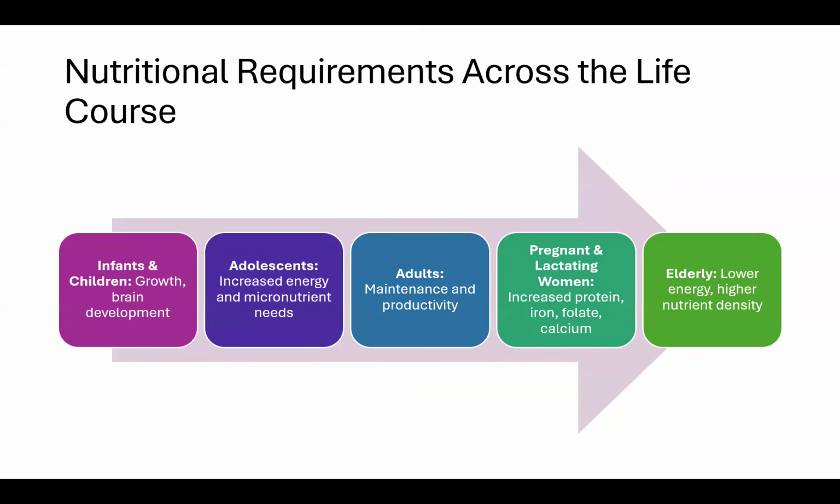Okay, so nutritional requirements change across the life course. In infants and children, growth is required for increase in size, and then brain development. So these are the key requirements. Then for adolescents, increased energy and micronutrient needs are more. In adults, maintenance and productivity. For pregnant and lactating women, increased protein, iron, folate, and calcium. And in the elderly, lower energy level, higher nutrient density is required.